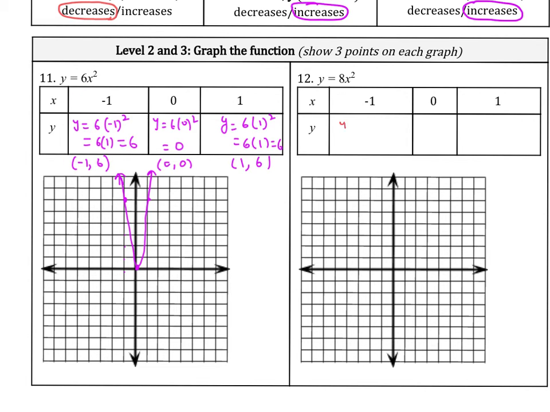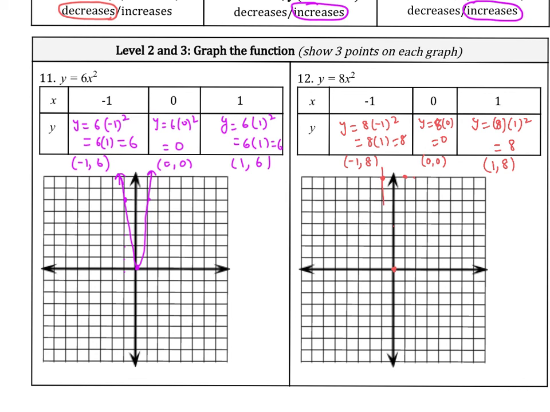Next we are going to put x equals negative 1, and you get 8 times 1, that is 8. So negative 1 comma 8. With x equals 0, 8 times 0 is 0, so 0 comma 0, and 8 times 1 squared is 8, 1 comma 8. So 0, 0, 1, 2, 3, 4, 5, 6, 7, 8, negative 1 comma 8 and positive 1 comma 8.